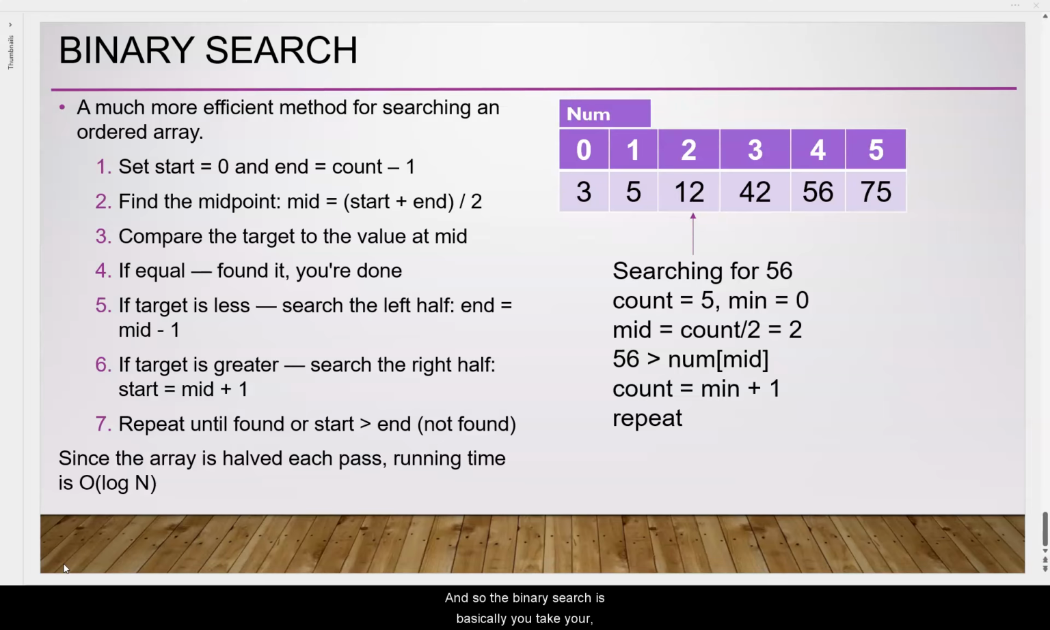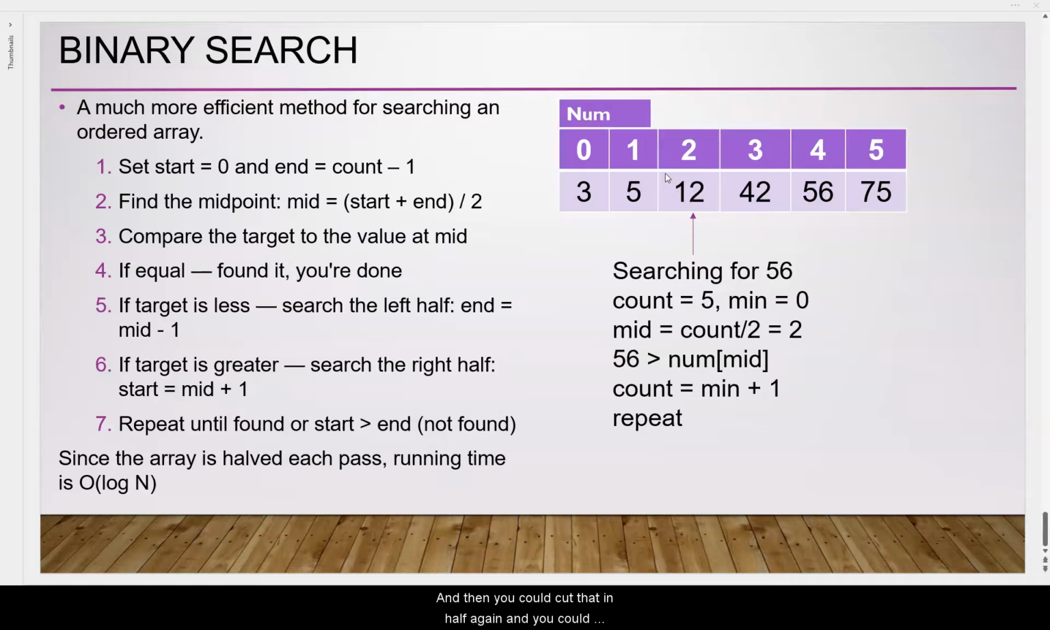And so the binary search is basically you take your array and you're searching half of it and you're seeing, is the item I'm looking for where I'm at? If it is, you're done. If it's greater than, then I can cut my list in half and I could say, okay, if what I'm looking for is less than where I'm currently at, then it's in the beginning half of the array. If it's greater than, then it's in the top half of the array.